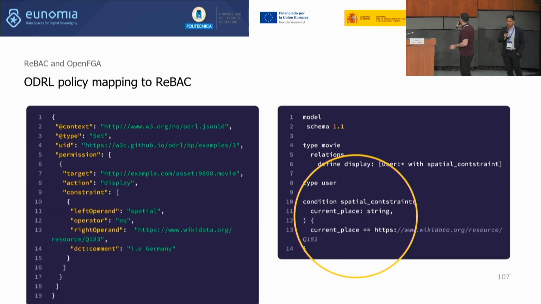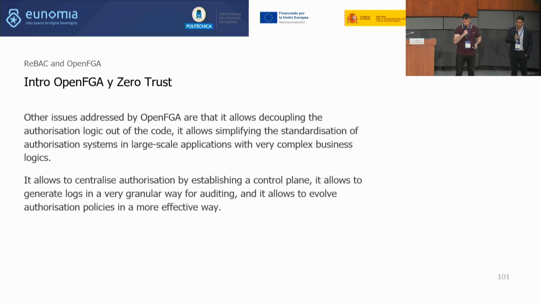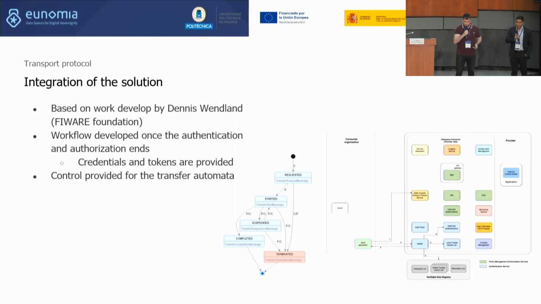Here is the most important case in which we are working right now, because it also involves algebra, and we are working very hard on it. In fact, that's going to be the main line of implementation for our group in the coming months: how to take the ODRL policy and all the algebra involved, and map it to the ReBAC system with OpenFGA. Also with Zero Trust, which I didn't talk much about because we were short of time.